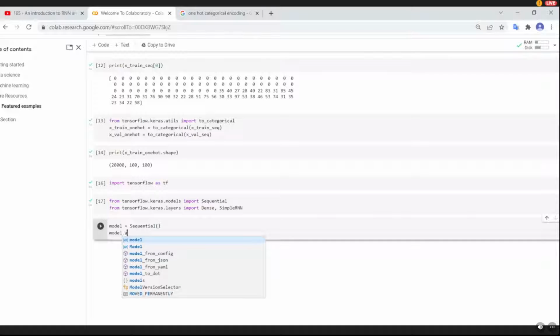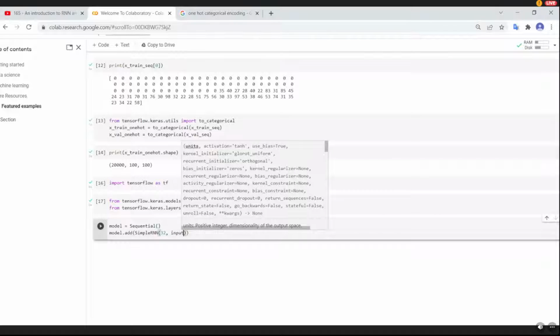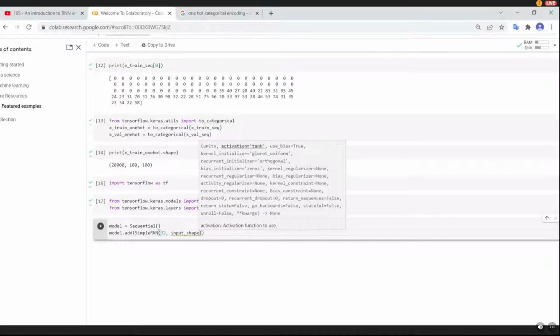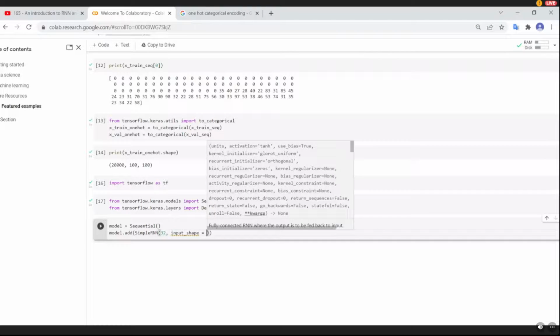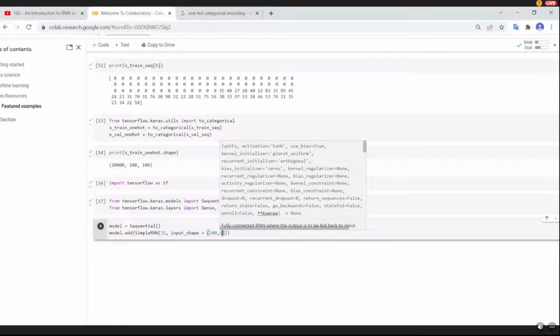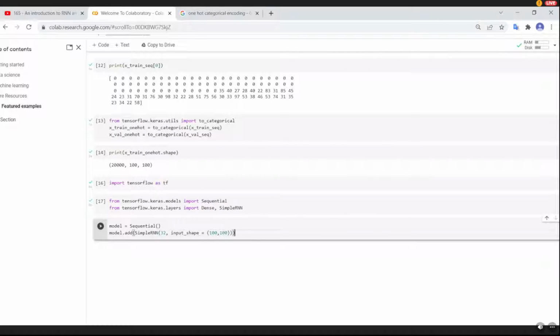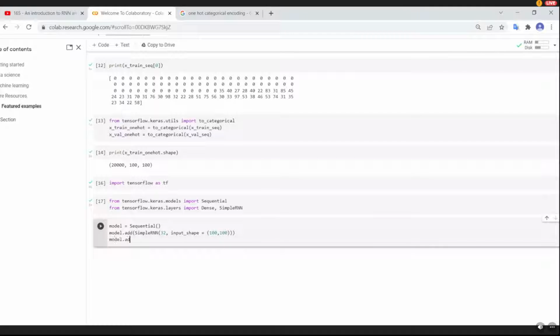Model = Sequential, and Sequential will allow us to add the layers. model.add SimpleRNN 32, input shape 100. What this means is we're going to have 32 cells within the hidden layer. It's the number of cells. Then model.add Dense.